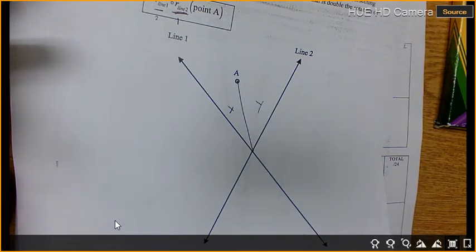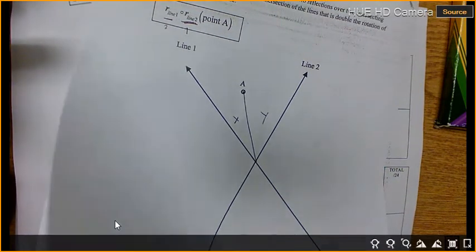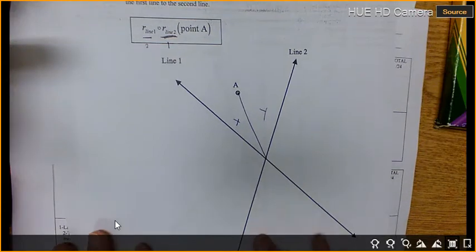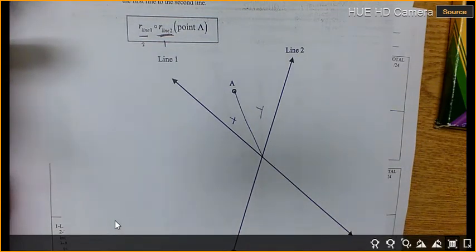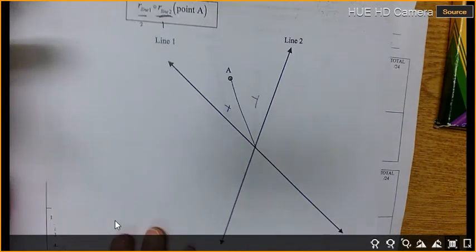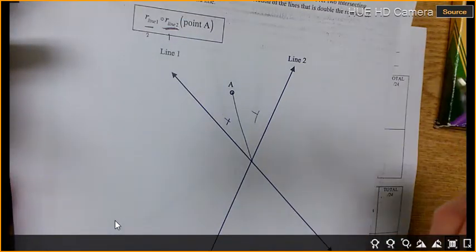Some of you are like, I just did this whole packet. It tells you to reflect over line 2 first, then line 1. Okay, the whole packet does. So if you've looked at it, if you've reflected over line 1 first and then line 2, that's why. So I'm going to reflect over line 2.